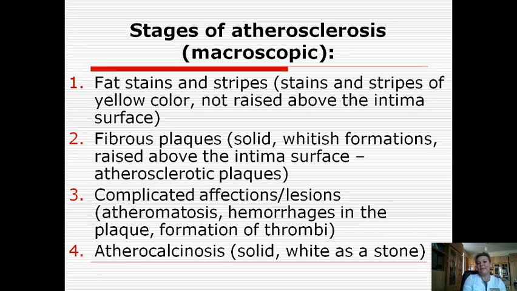The next, complicated plaques or complicated lesions. This means atheromatosis. Athero means necrosis of plaque. As a result of necrosis, we can see hemorrhage in the plaque and formation of thrombi as a result of roughness of intima. And the last stage, atherocalcinosis, this petrification. In the zone of necrosis, we see accumulation of calcium salts. As a result, we see very, very solid consistency, stone white color.